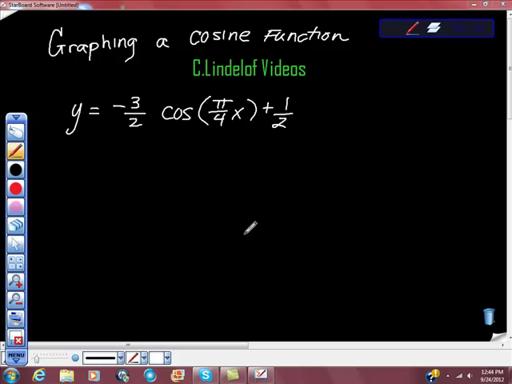Okay, so graphing a cosine function, we have y equals negative 3 halves cosine of pi fourths x plus 1 half. I'm going to start this off by trying to keep it really, really simple.